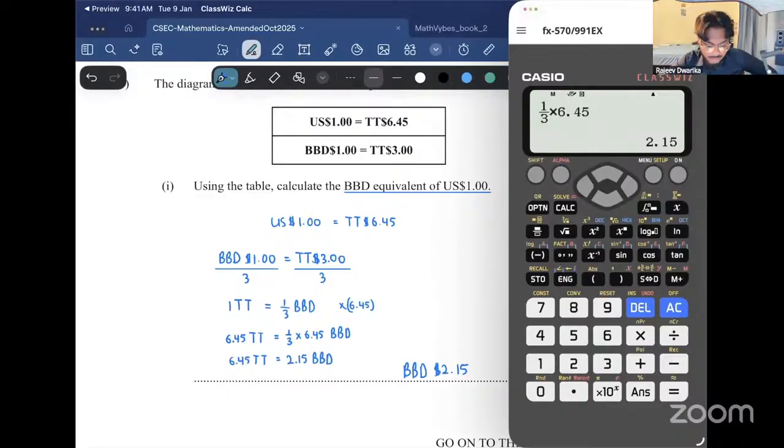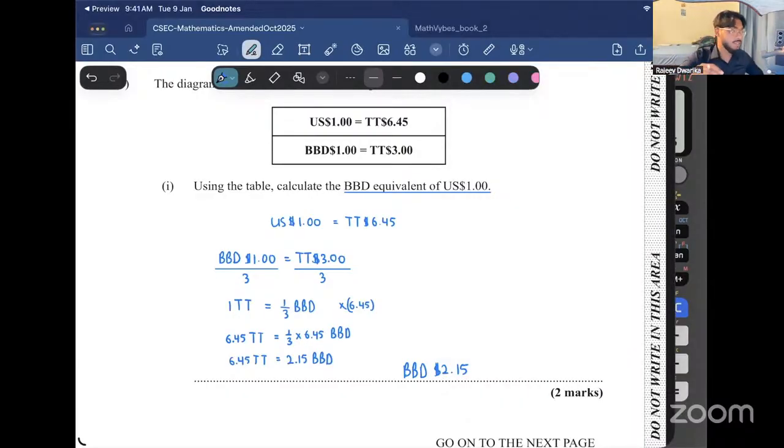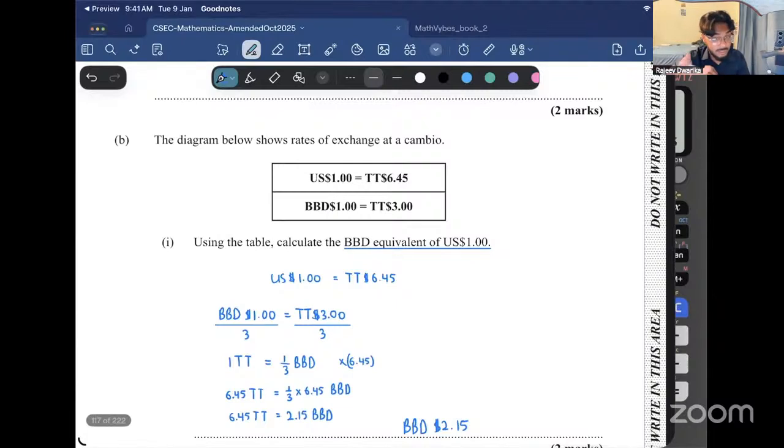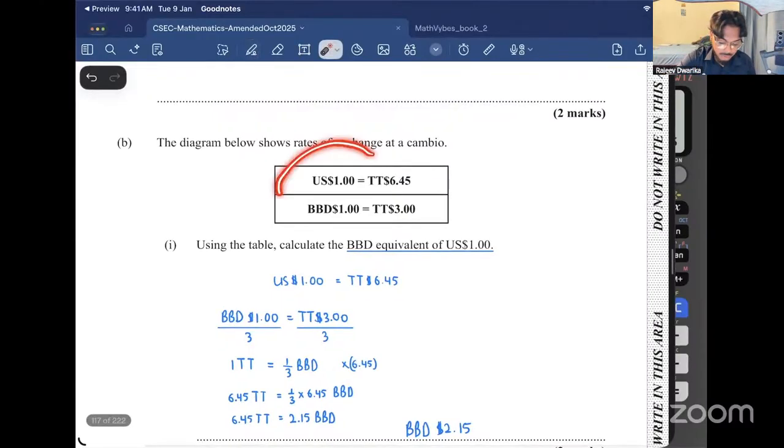Yeah. So I'm gonna go through this one more time. This is like a multi-step question that might confuse some students. So they're telling us 1 US dollar is equal to $6.45. That's what they're saying. And then they're telling us 1 BBD is equal to $3 TT. So Carla, do you understand the information that's given to us? Yes, sir. All right, perfect. They want us to calculate how much 1 US dollar would be in terms of BBD.